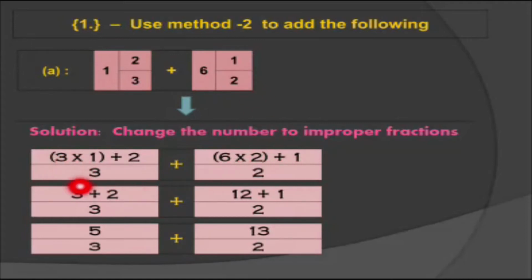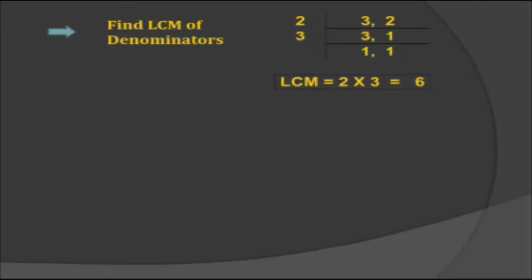So 3 1s are 3 and plus 2 here upon 3, so we get 3 plus 2 as 5 by 3, and here the same, 6 2s are 12, 12 plus 1 is equal to 13, so 13 by 2. Now we can see the denominators are different, so again we need to find the LCM of denominators. So denominators are 3 and 2, so 3 as it is will be here, so 2 1s are 2 and now 3 1s are 3, so 6, LCM is 6.